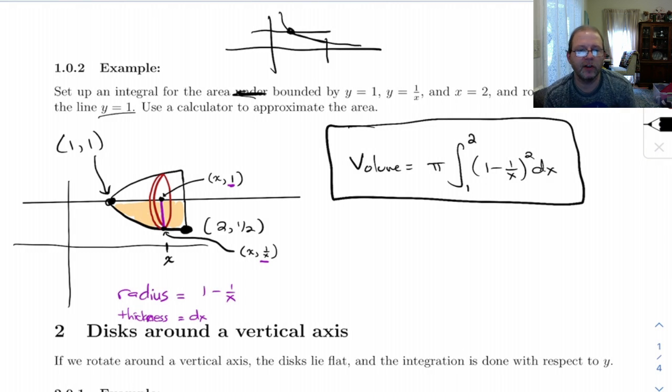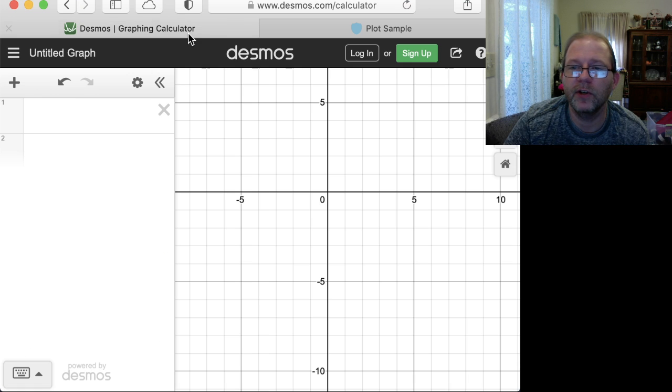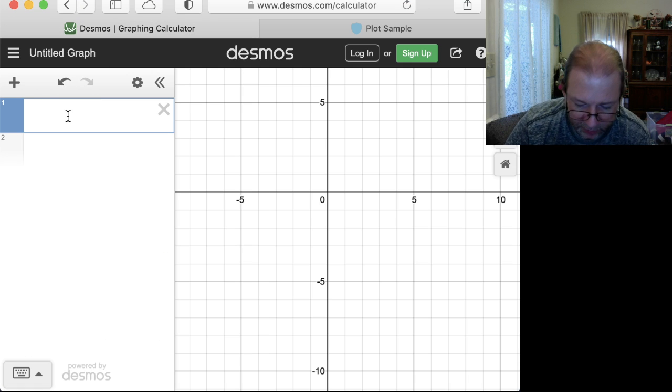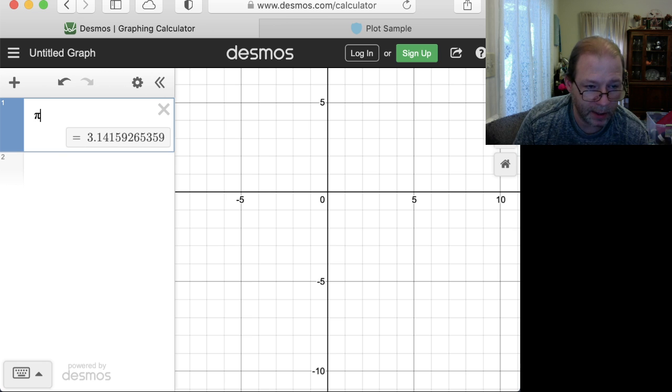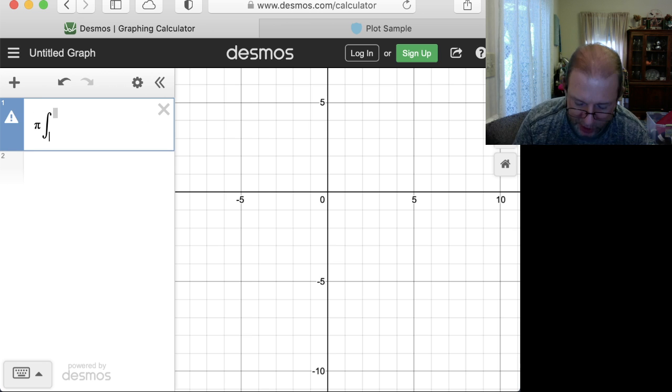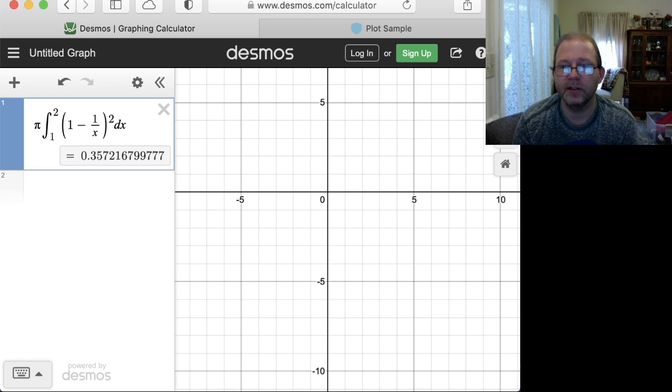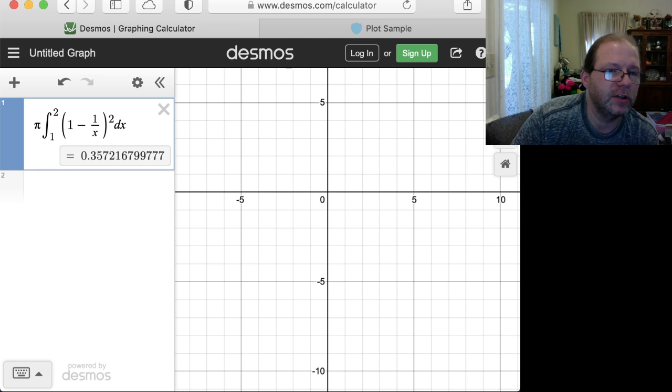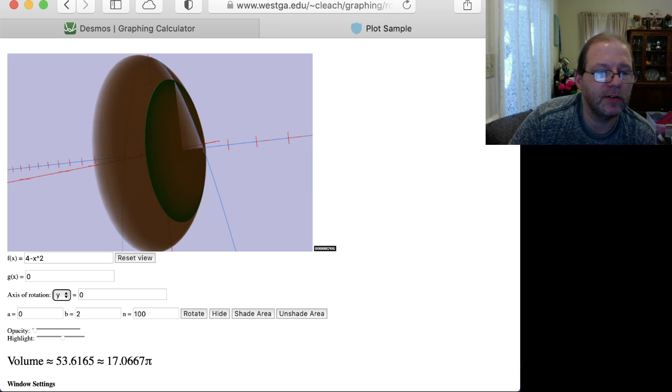It then says use a calculator to approximate the area. Let's do this 2 ways. First up, let me show you how to use Desmos to do an integral. If you go over here to Desmos, the integral we had is pi times integral. Just type in int and it gives it to you. From 1 to 2 of 1 minus 1 over x squared dx. And it gives us that for the area. Oh, I'm sorry, the volume. Looks good. Let's also look at this on here.